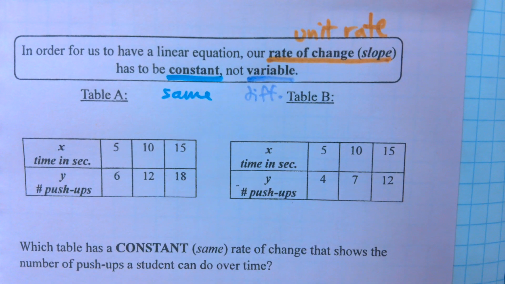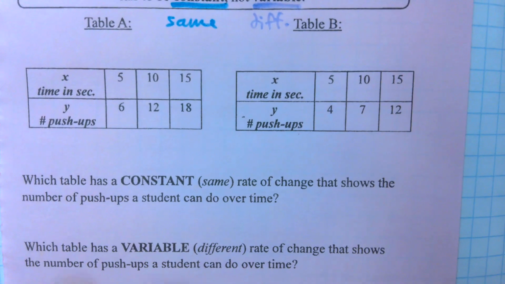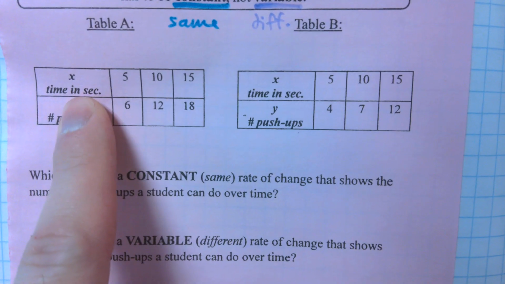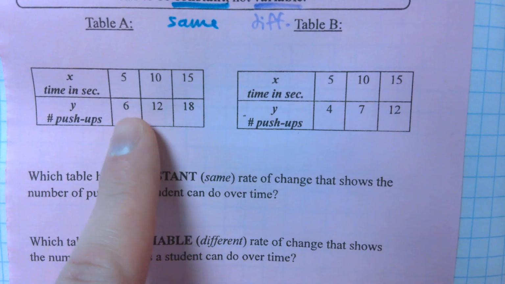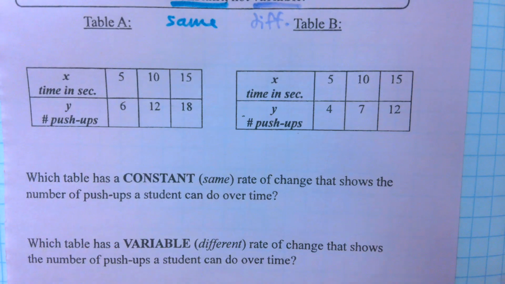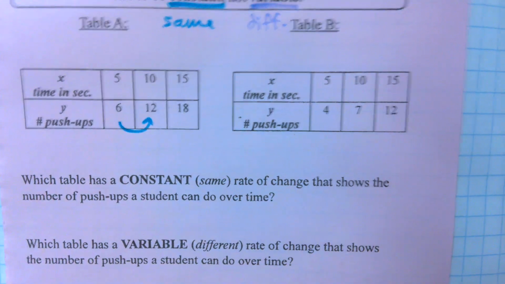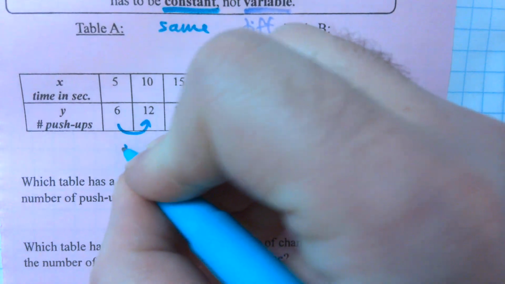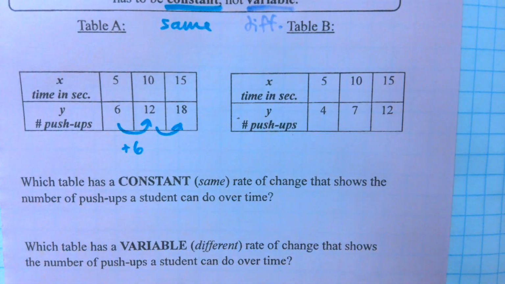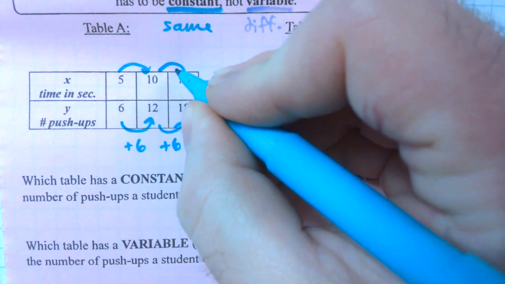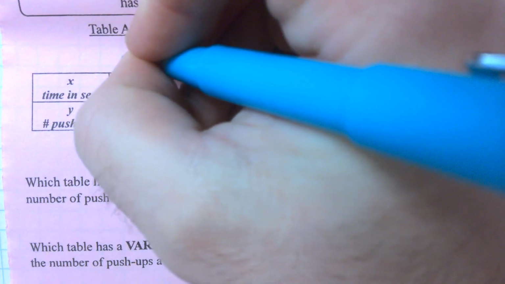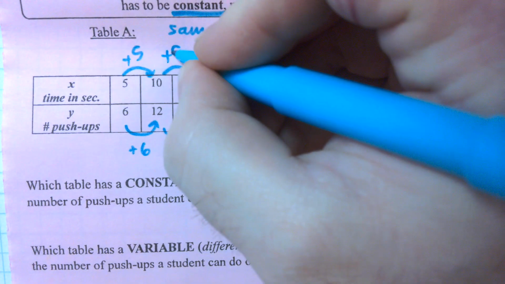So when I've got a table and it's asking me, is this a constant or a variable rate of change? It's asking me, are my little arrows the same number or are they different numbers? Let's look at this first one. I'm talking about number of push-ups in an amount of seconds, right? I've got my table. I'm going to do my arrows. How would I get from 6 to 12 push-ups? What's that a change of? Plus 6. What about from 12 to 18? Plus 6. On the top, my time in seconds, how would I get from 5 to 10? Plus 5. And what about from 10 to 15? Plus 5.